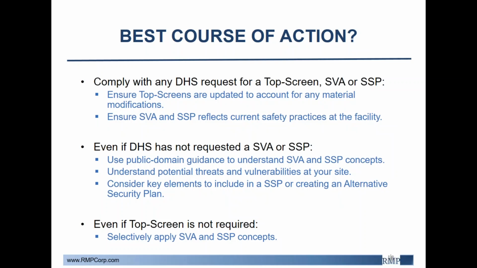Additionally, if DHS has not requested an SVA or SSP, make sure to use public domain guidance to understand the concepts and apply them as needed to any potential vulnerabilities that your site might have. It might even be advantageous to consider implementing parts of the SSP plan or creating an alternative security plan. A great example of this is actually CalARP facilities in Contra Costa County in California. They're required to perform an SVA, even if they do not have to perform a top screen for DHS, just as an added safety precaution for their facilities.